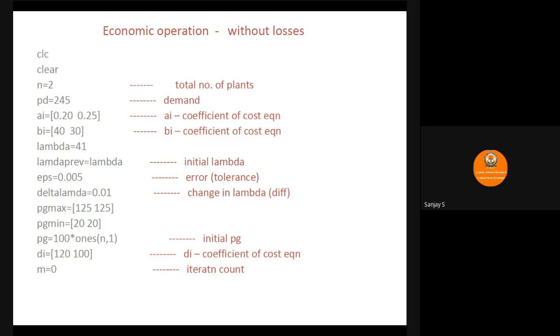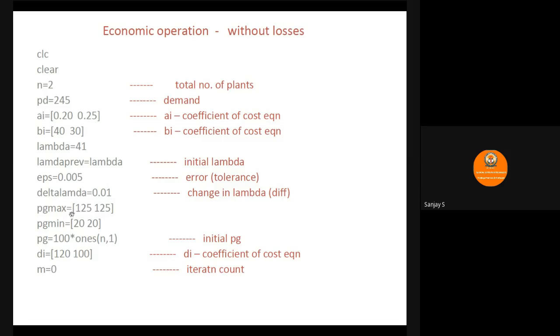The initial value of lambda is assumed to be 41. So lambda is equal to 41. Then lambda PREV is equal to lambda. So we initialize the value of lambda and it will be taken as previous lambda. EPS is equal to 0.005, which is the error or tolerance value. Acceptable tolerance value is 0.005. Delta lambda is equal to 0.01, which is the increment applied to lambda between iterations.